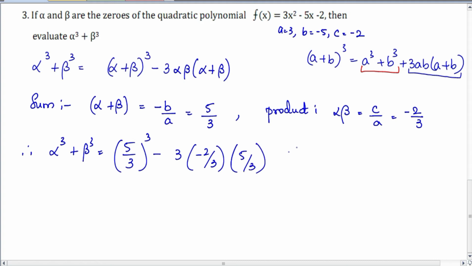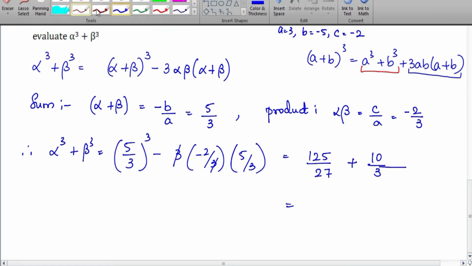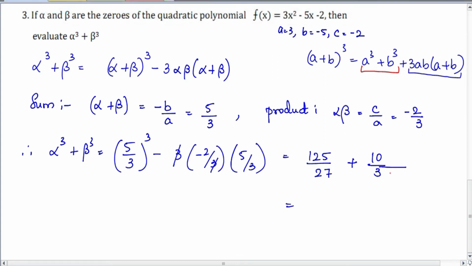Now we will simplify this. 5 cube is 125 divided by 3 cube is 27. Minus into minus becomes plus, and the whole product becomes plus. This 3 gets cancelled with this 3. We have 2 into 5 is 10, so 10 by 3 remains. Now we will take the LCM. To take the LCM, you are supposed to make the denominators the same.